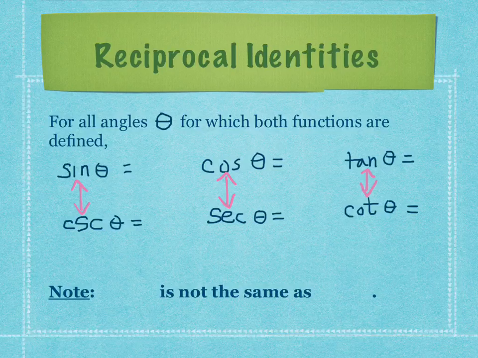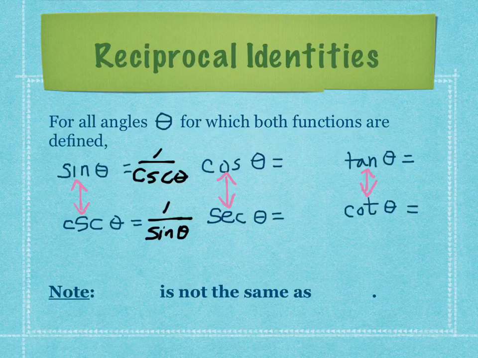So the sine of theta is exactly the reciprocal of cosecant. So I could actually write sine of theta as 1 over cosecant of theta. And there may be occasions, and in fact there will be, that we want to do that. The same thing for cosecant: I can write it as 1 over sine of theta.